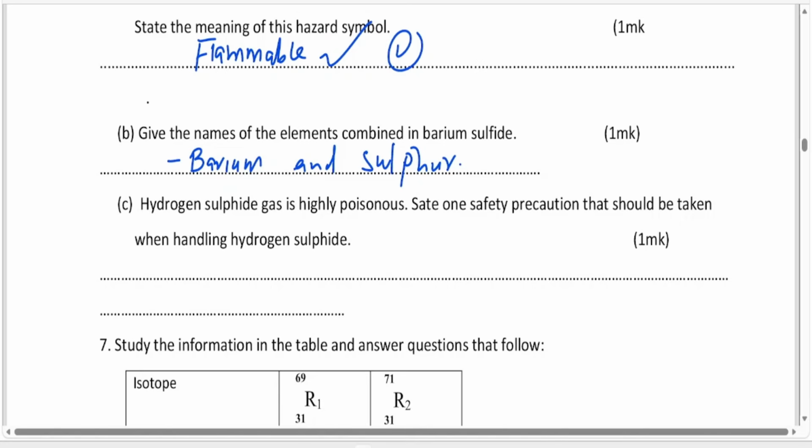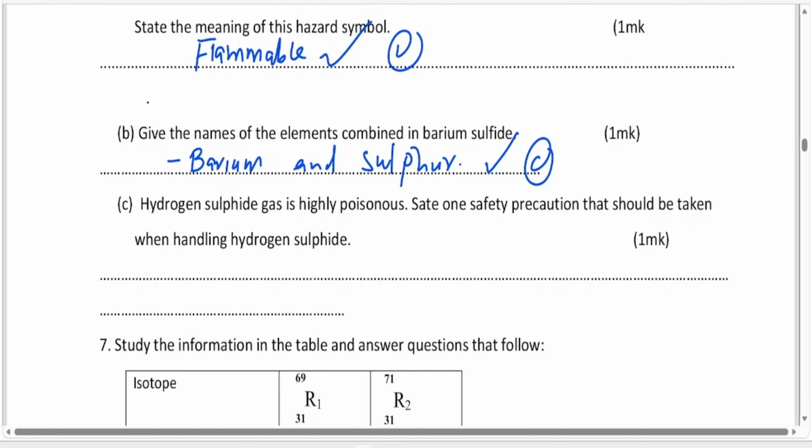For you to score, it is barium and sulfur, the original form of that element, sulfur. So each has a mark, total 1 mark. Part C of this given question: hydrogen sulfide gas is highly poisonous. State one safety precaution that should be taken when handling hydrogen sulfide. What are some of the precautions that you should take when you are handling this poisonous gas?